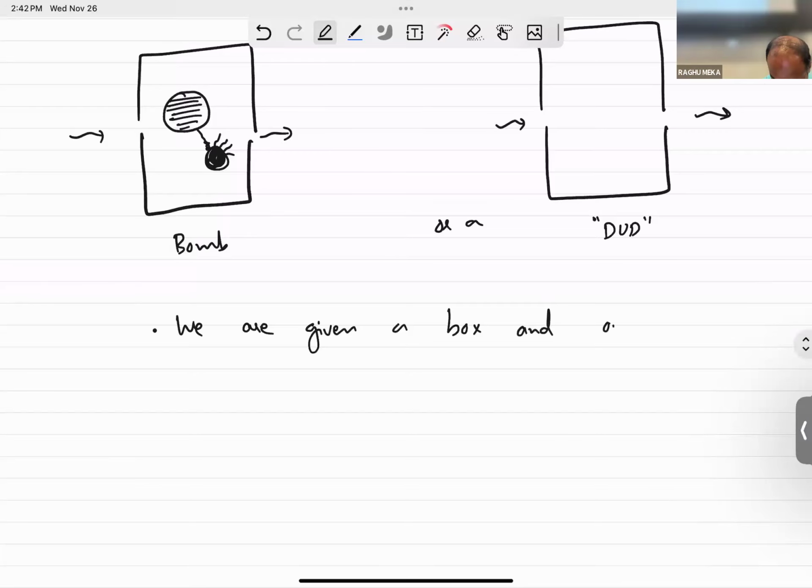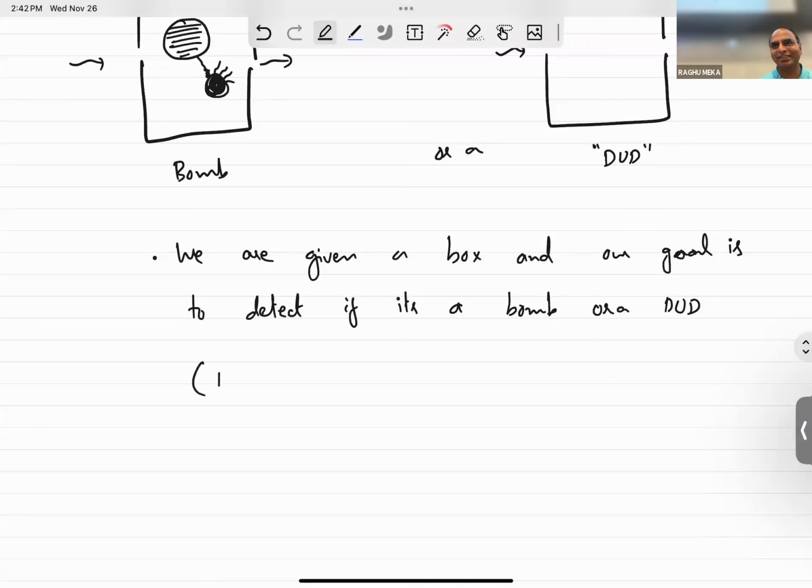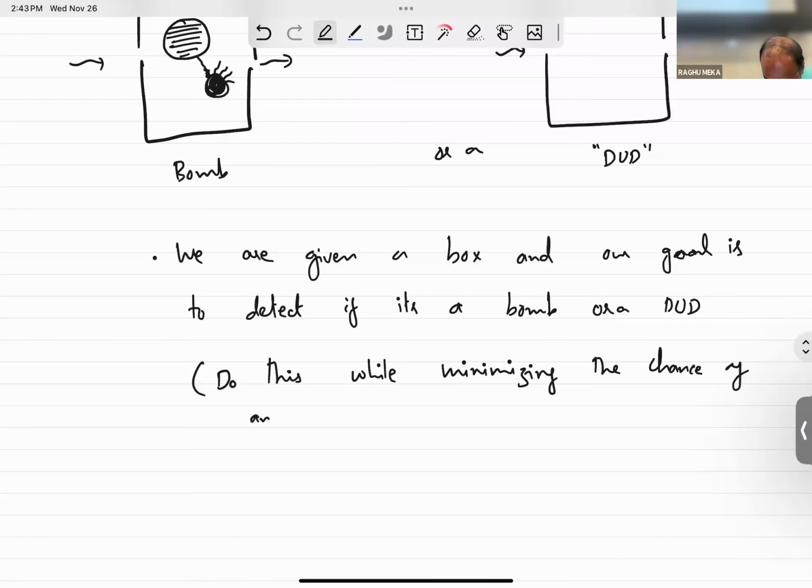Okay? So we are given a box, and our goal is to detect if it's a bomb or a dud. Ideally, as I said, obviously you can shoot it. If it explodes, then you know it is a bomb, but that's not a good outcome, right? So you want to do this while minimizing the chance of an explosion. Okay.